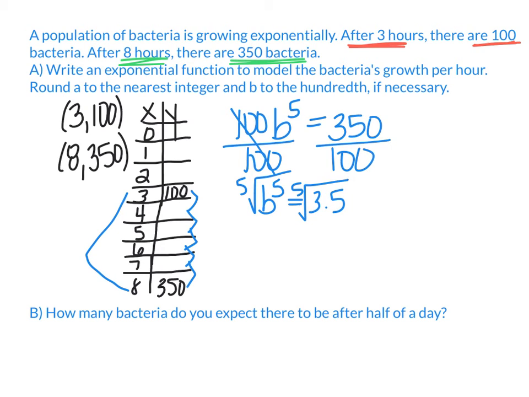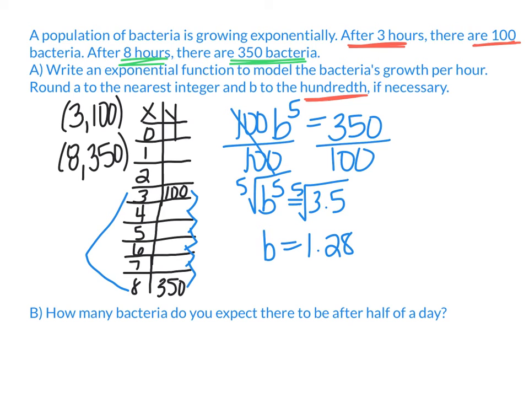It did tell us in the problem that we could round to the 100th for b, so I'm going to go ahead and do that. And in my calculator, that would be 1.28. Awesome. So I've got my growth factor. That means if you multiplied 100 times 1.28 roughly 5 times, you should get to about 350. Now again, if you go back and check, it might not come out perfect, but you have to remember that we did round, so that's why we're going to be a little off.